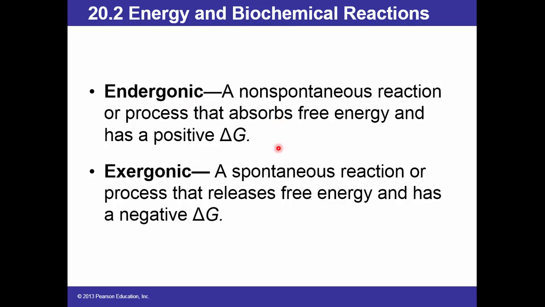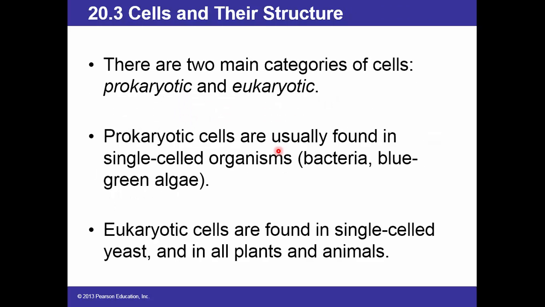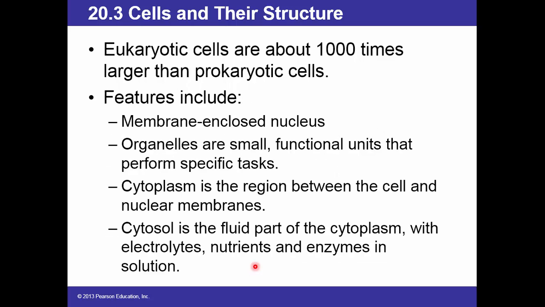There are two main categories of cells, prokaryotic and eukaryotic. Prokaryotic cells are usually found in single-celled organisms like bacteria, blue-green algae, etc. Eukaryotic cells are found in single-celled yeast and in all plants and animals. So we are considered eukaryotes.